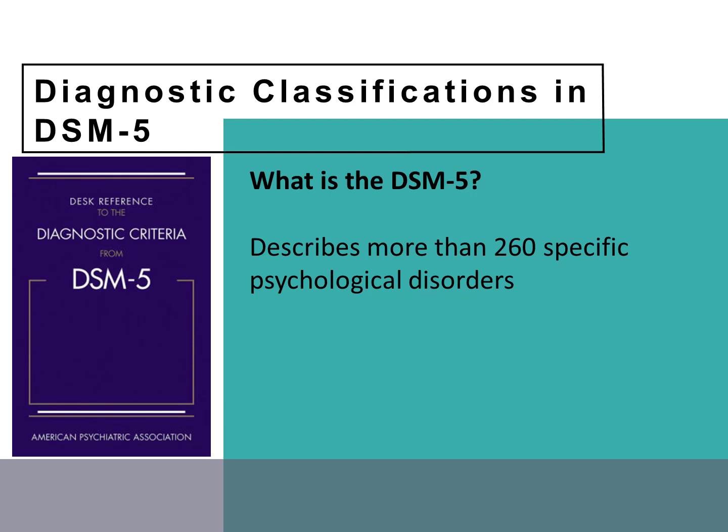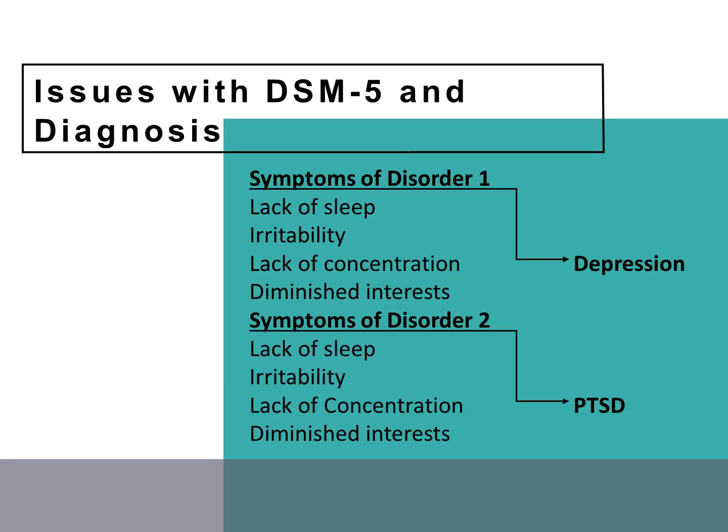So that'll be things like depression, PTSD, anxiety disorders, eating disorders, schizophrenia, any psychological disorder that you can think of. This book is going to list them and then also tell you specifics. It's almost like a little checklist that a person basically has to check off a number of symptoms before they can really be diagnosed with a certain disorder.